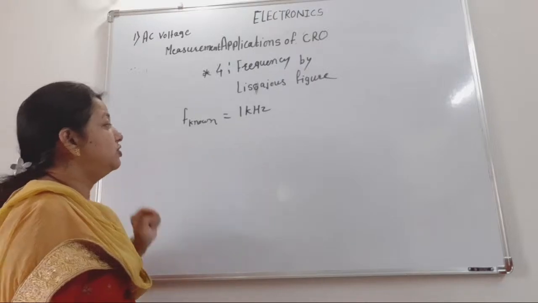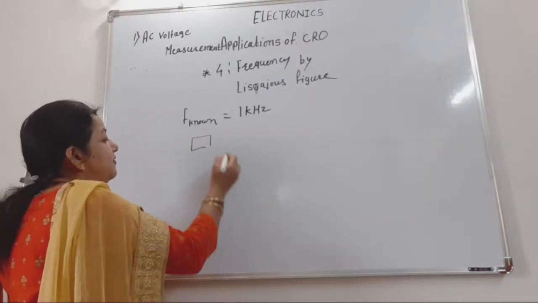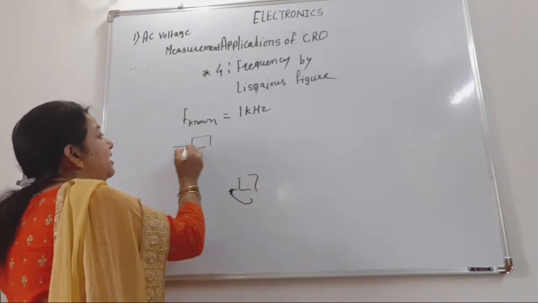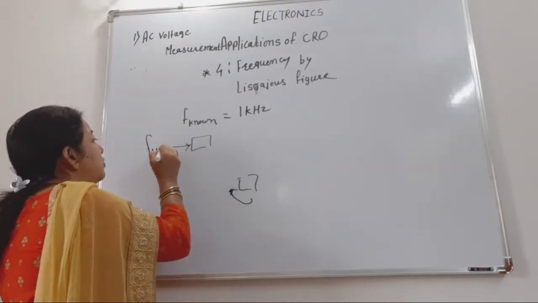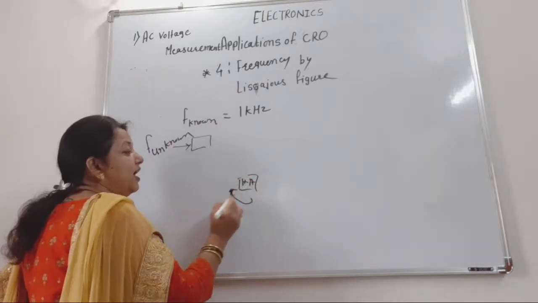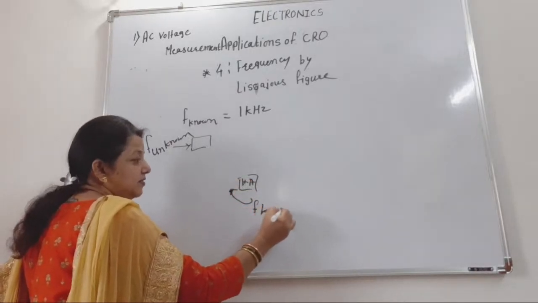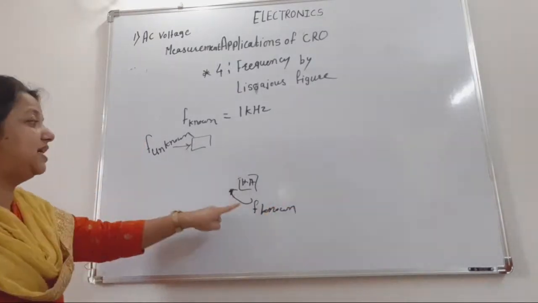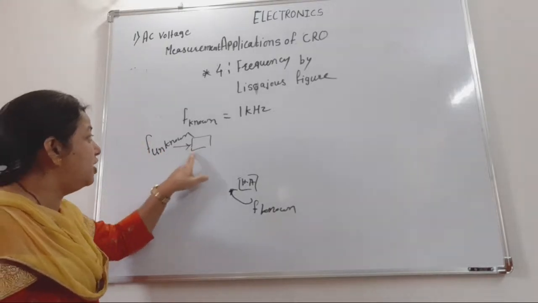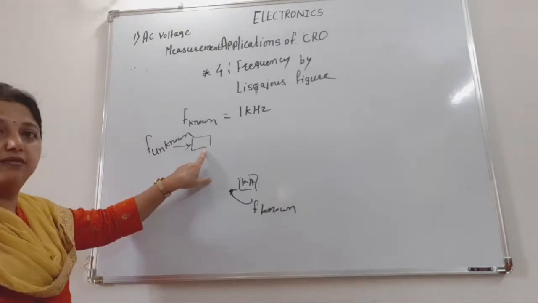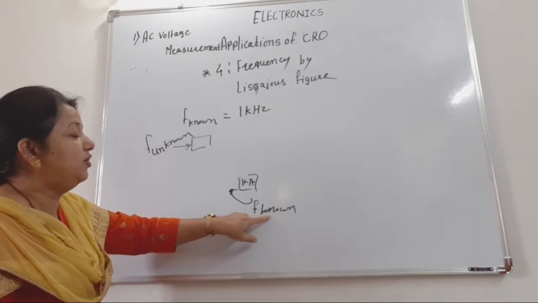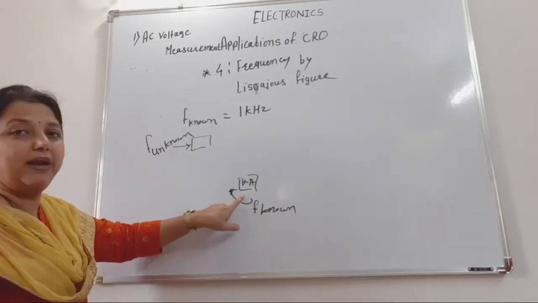We apply it to the horizontal input, and to that vertical amplifier. Horizontal means horizontal amplifier, and here external input is given. So to that vertical input we apply F unknown, and to that horizontal amplifier we apply F known. Do you understand now? Two signals are applied. We want to calculate the frequency of that unknown input signal, meaning we don't know the frequency of this signal, and here F known means the known input signal is applied.